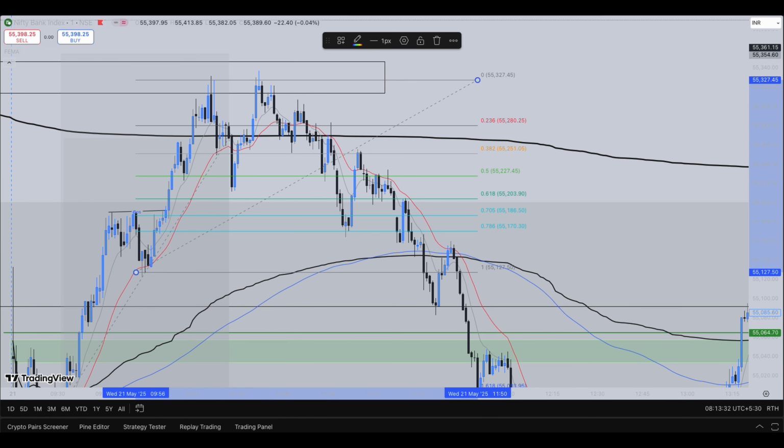The market swept this buy side liquidity and failed to close above these levels. Instead, the market clearly broke structure towards the downside. You can see a clear break of structure, or you can consider it the market structure shift over here. And this is the last up candle before it broke structure towards the downside.